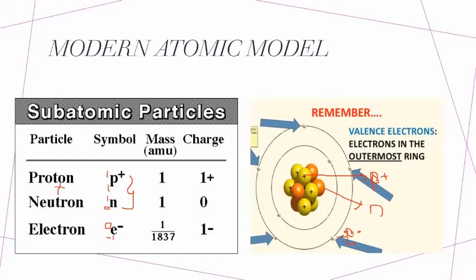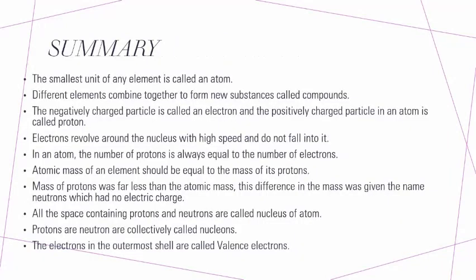I hope that you have understood what the bound electrons and the valence electrons are. They are the electrons in the outermost shell, or outermost orbit, and these are the bound electrons, which are held strongly by the electrical pull of the nucleus. So here we come to the end of part 1 of the atomic structure.